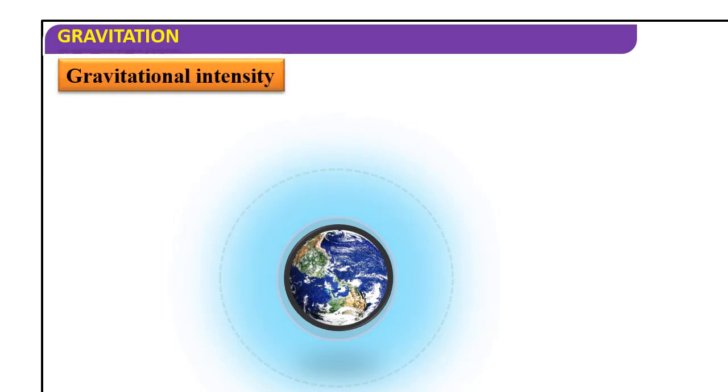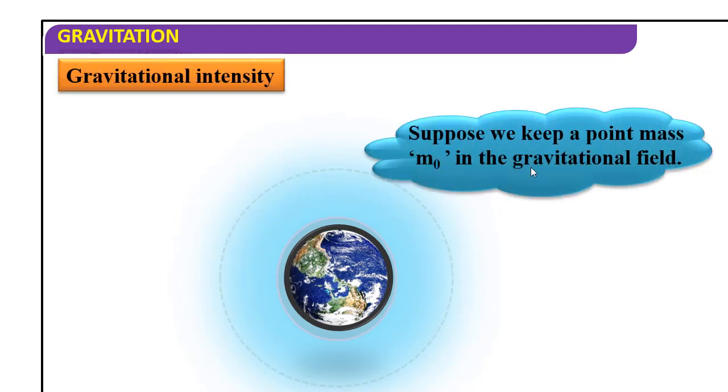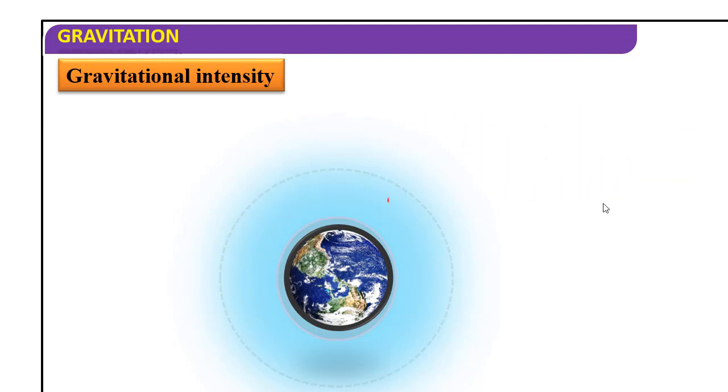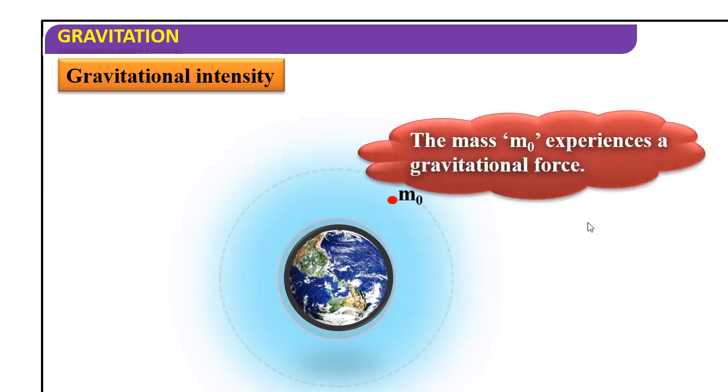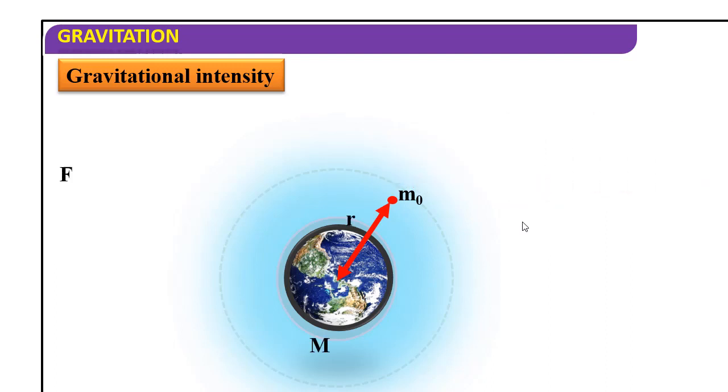So we are interested in gravitational intensity. Suppose we keep a point mass m0 in the gravitational field here. So what is the intensity? We are interested about this point. So force per unit mass is nothing but gravitational intensity. So F is equal to GMm0 by R square. So intensity will be F by small m naught, force per unit mass, GM by R square. This is the formula.